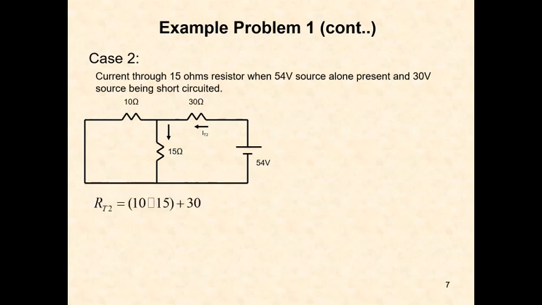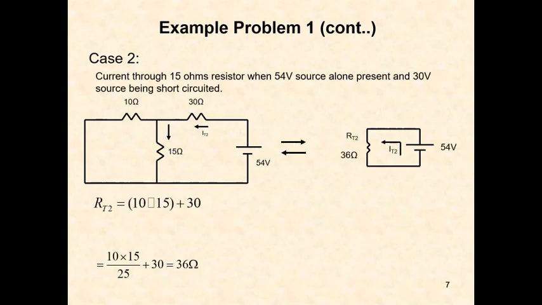See here, RT is equal to 10 in parallel with 15, plus 30 ohms. So how much is it? 10 into 15 by 25 plus 30, that is 36 ohms, and that is the resistance. Now 54 volts is applied across 36 ohms, and the total current IT is equal to 54 by 36.